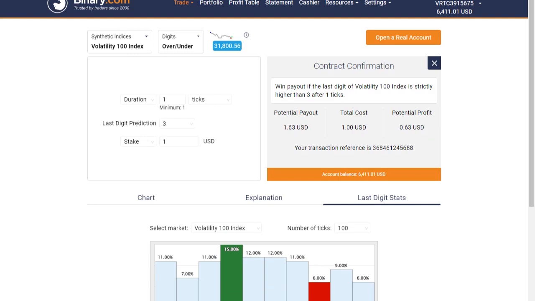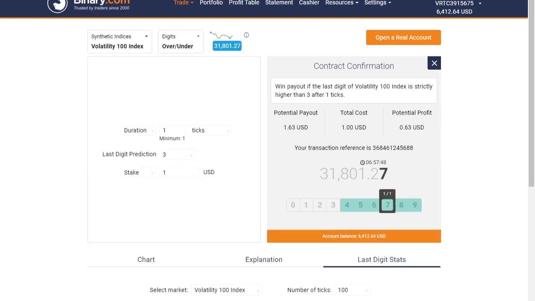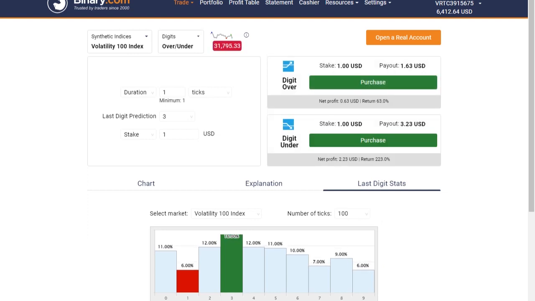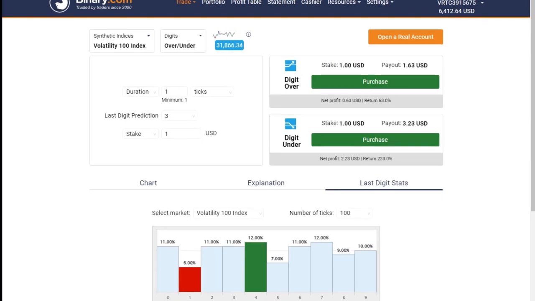We got 3 and 6, so I entered the trade. Won that trade also. Let's look for another trade. Don't over trade with this strategy. Only place about 5 trades per day with this strategy. As I said in my earlier videos, don't use the same strategy every day.